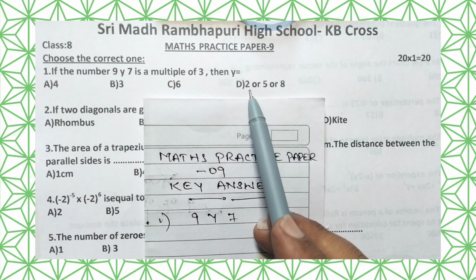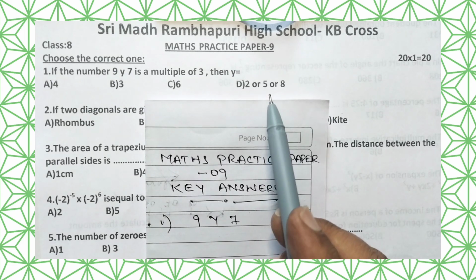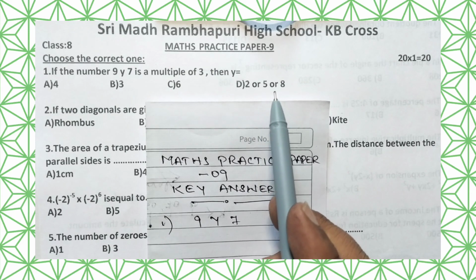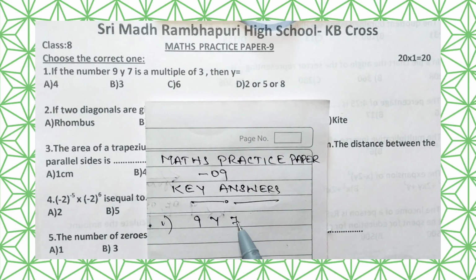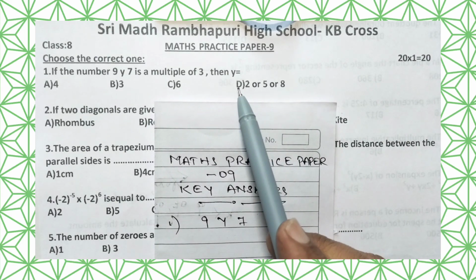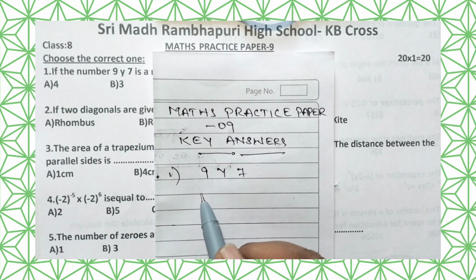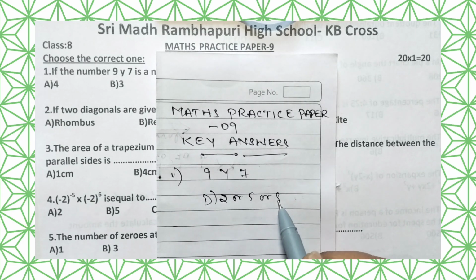If I put 2, 9 + 2 is 11, 11 + 7 is 18. So 18 is a multiple of 3. If we put 5, 9 + 5 is 14, 14 + 7 is 21. So 21 is a multiple of 3. If we put 8, 9 + 8 is 17, 17 + 7 is 24, 24 is a multiple of 3. Therefore, y may be 2, or it may be 5, or it may be 8.